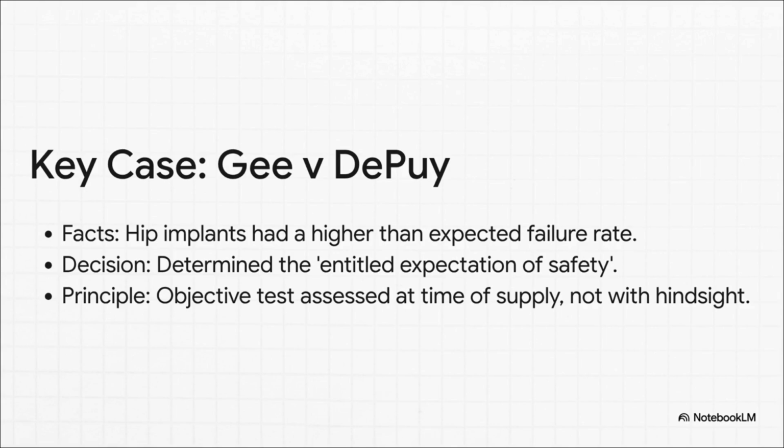The key principle that came out of it was this. You judge the product based on the knowledge that was available at the time it was sold. You can't use the benefit of hindsight and say, well, we know now that it's dangerous. The question is, was it safe based on what was known back then?